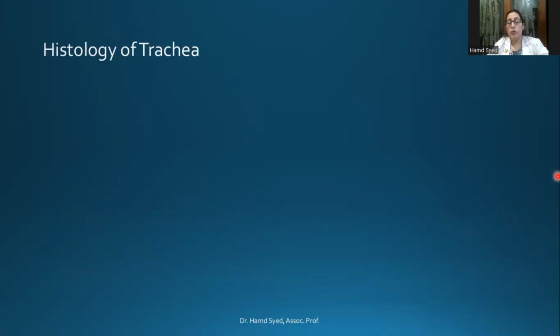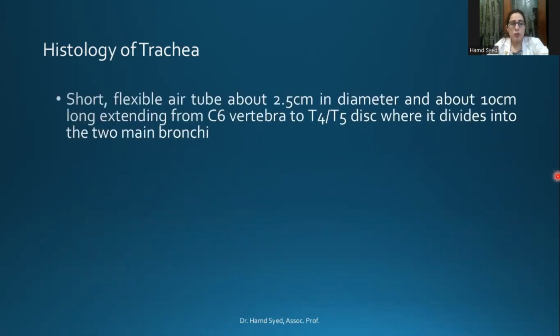Okay, now that we're going to start the discussion of the basic histology of the respiratory tract, we're going to begin with the trachea, commonly known as the windpipe. So we know that our trachea is over here. It's lying within the neck in the midline. It's a short, flexible air tube about 1 inch in diameter and about 10 centimeters long.